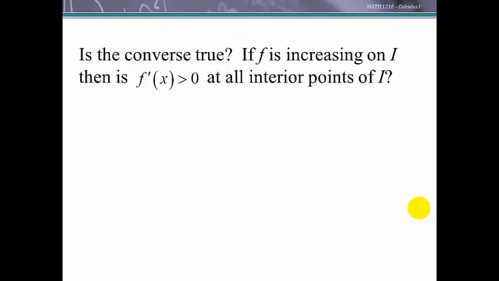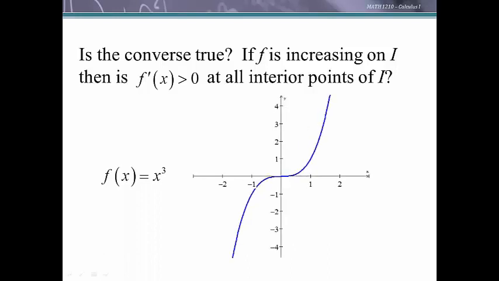Is the converse true if we turned it around? If the function is increasing on the interval, then is the derivative always positive for any point on the interval? You may be tempted to say yes at first glance, but let's look at x cubed. Here's the graph of x cubed. This is a monotonic function, always increasing. However, the derivative equals 0 right here at 0. So this converse is not true. This is called a saddle point because the function was increasing. The derivative is now 0, but the function is still increasing.